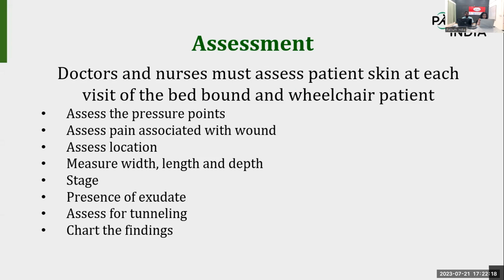Then we need to measure the circumference and the depth of the wound. We need to assess the stage, from stage 1 to stage 4. Then we need to assess whether there is any exudate, any foul smell or any infectious sign. Then we need to assess the tunneling. I already told in stage 3 that there is a chance of tunneling, so we need to assess for tunneling. Then after the assessment, we need to chart the findings.